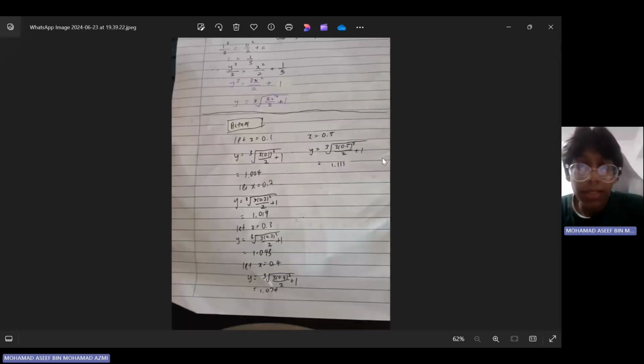From this, we can see that when x equals 0.1, we can sub it back into the equation y equals the cube root of 3x squared over 2 plus 1, which gives us 1.004, and when x equals 0.2, it gives us 1.019, and when x equals 0.3, it gives us 1.043, and when x is 0.4, it gives us 1.074, and when x equals 0.5, it gives us 1.111. So as you can see, the actual is very close to yn.